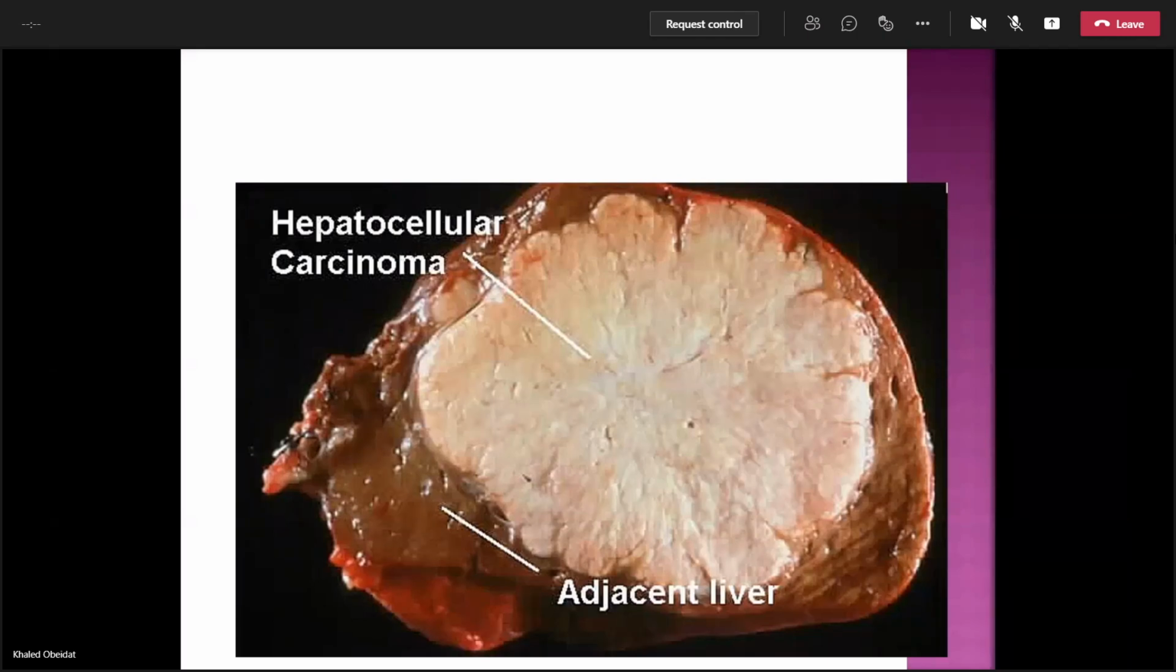This is the gross image of the tumor after resection, and we can see it's a little bit whitish in color with rounded edges.